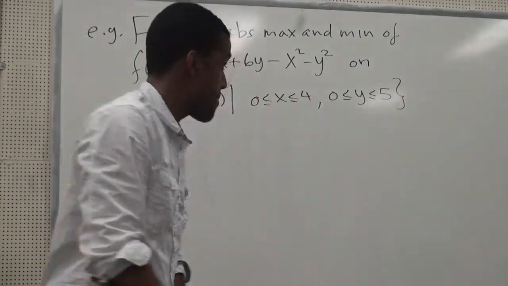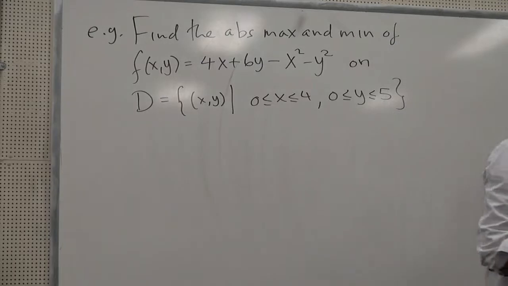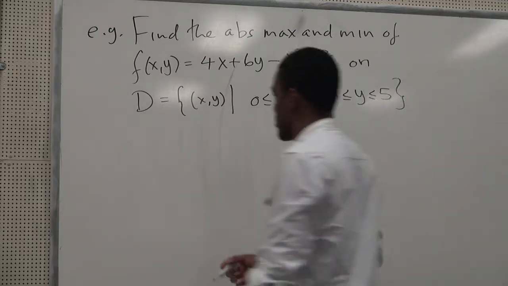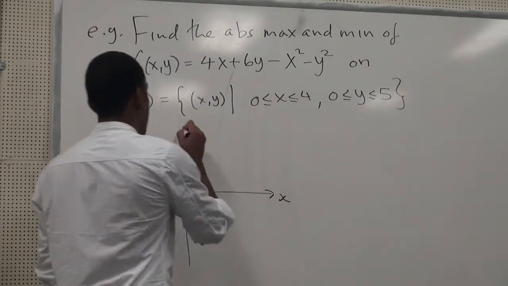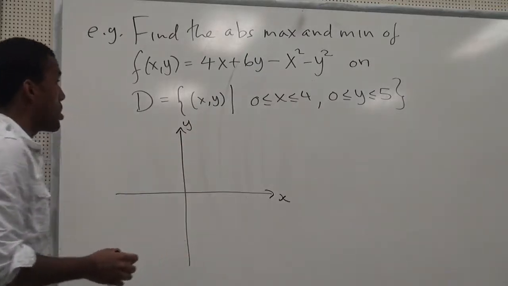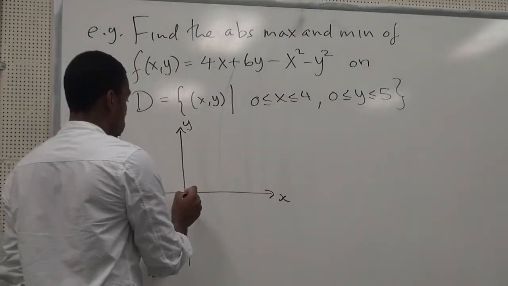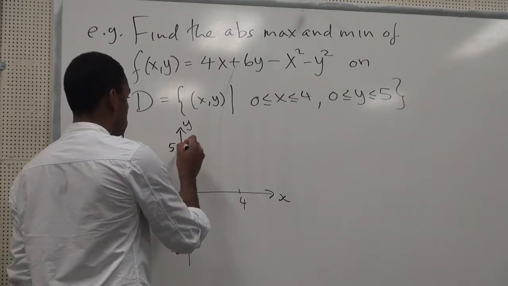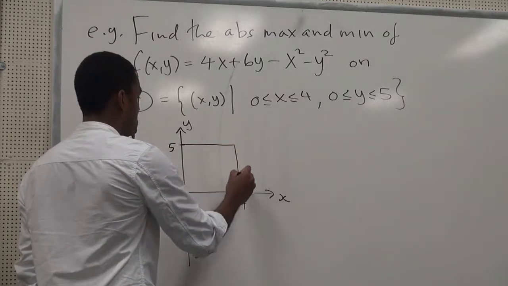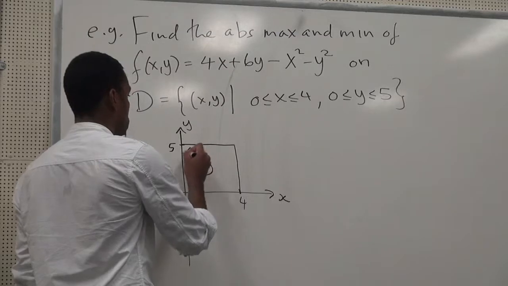Start with that one. What does the region D look like? Square? Well, it's a rectangle. Right, so this is the x and that's the y. I want the x to go between 0 and 4, y to go between 0 and 5. So D literally describes a rectangle.